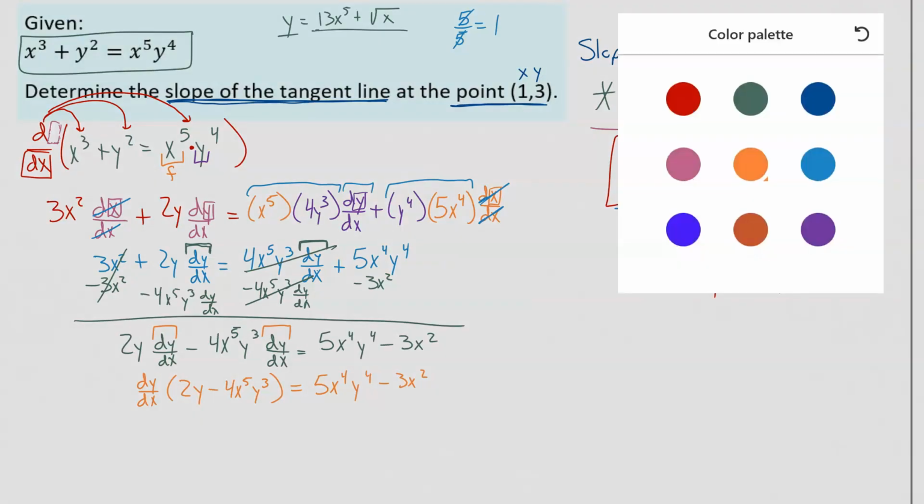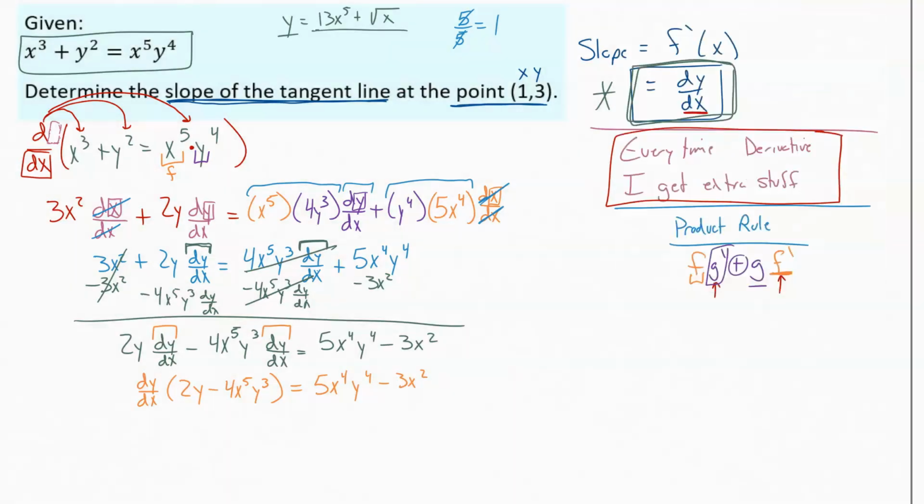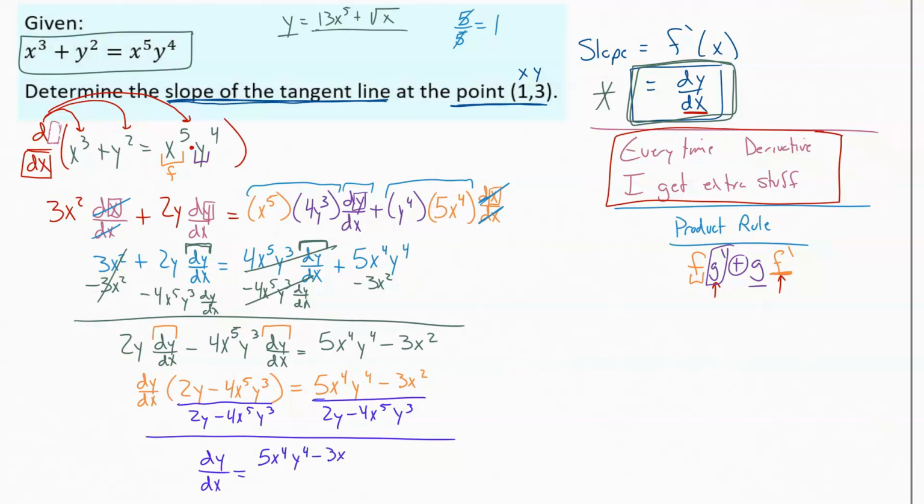The next move here is we just need to get dy dx by itself, so we're just going to divide both sides by this chunk. So divide by 2y minus 4x to the fifth, y to the third. And out of there, we get our slope equation. dy dx equals 5x to the fourth, y to the fourth, minus 3x squared over 2y minus 4x to the fifth, y to the third. And so we now have our slope finding equation. This is going to tell us the slope at any specific point that we want to find it at.